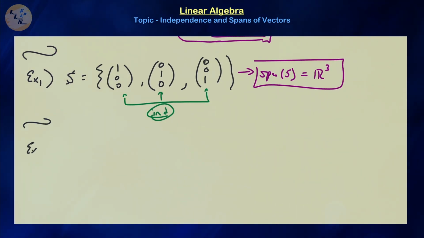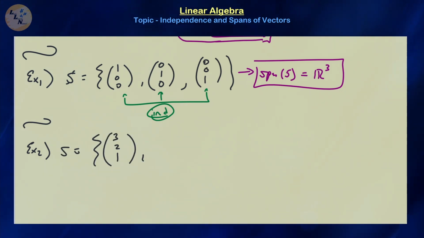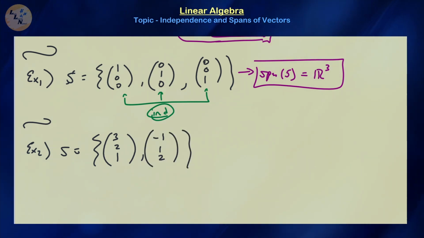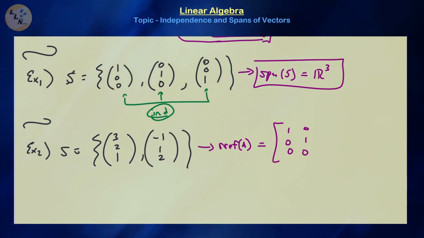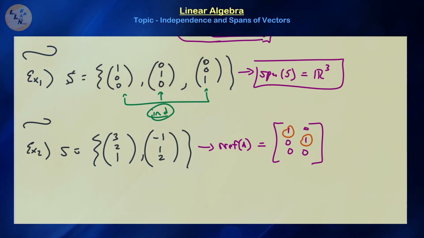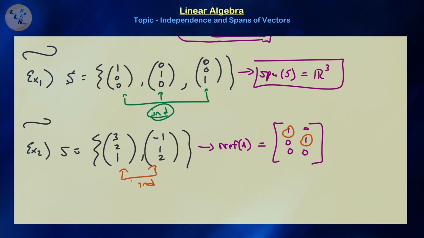So let's look at example 2, the set of vectors consisting of (3, 2, 1) and (-1, 2). If we look at the reduced echelon form of this set of vectors, you should be able to see that it's going to be equal to (1, 0, 0) and (0, 1, 0). So notice that the rank is equal to the number of columns. That means that we have a full rank matrix. That means these 2 vectors are, again, independent.